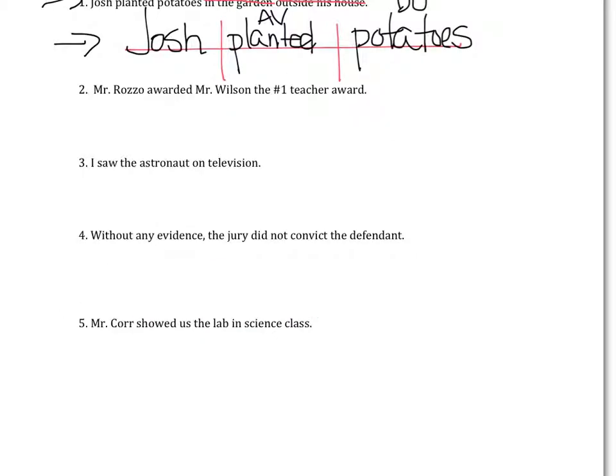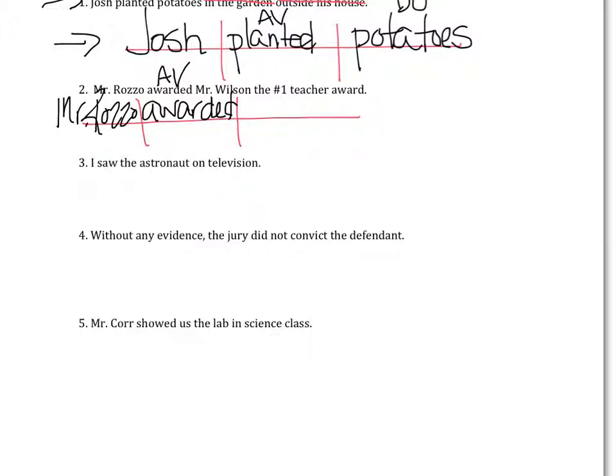For the next one, Mr. Razzo awarded Mr. Wilson the #1 teacher award. Okay, are there any prepositional phrases? No. What's my verb? My verb is awarded. It is an action verb. Who awarded? Mr. Razzo did.